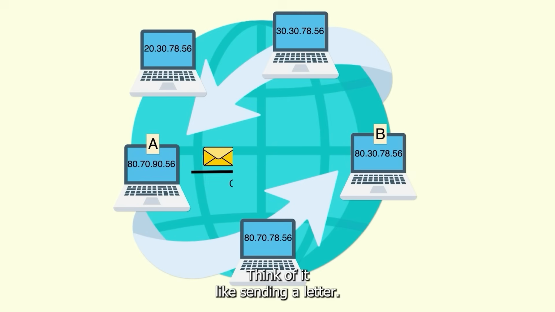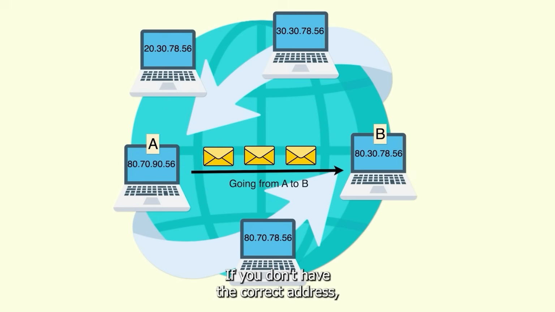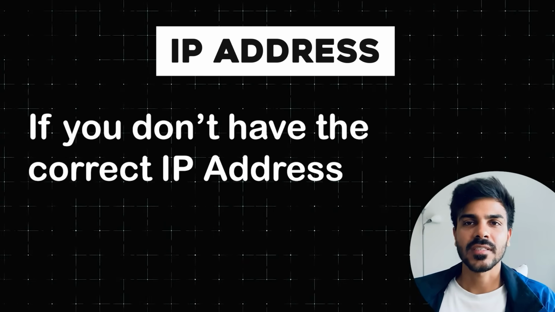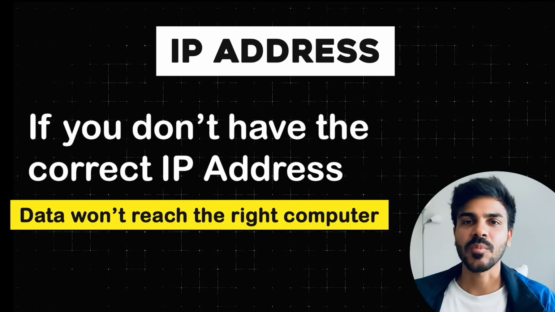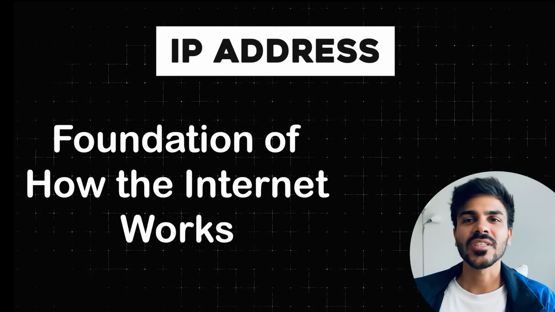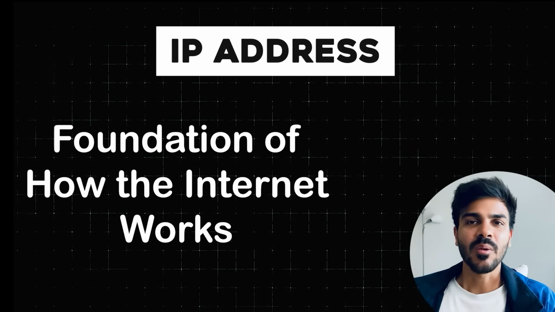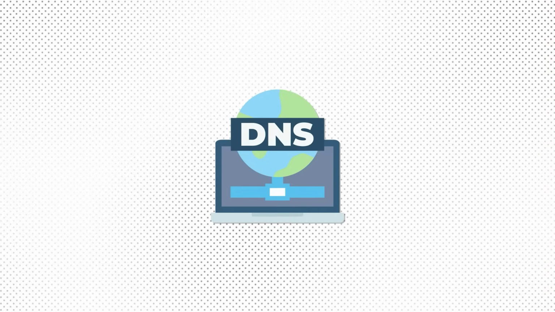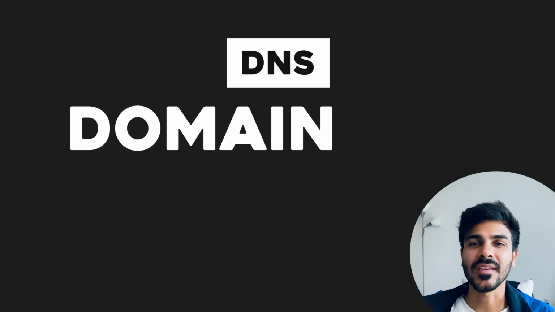Think of it like sending a letter. If you don't have the correct address, the letter won't reach the person you're trying to contact. Similarly, if you don't have the correct IP address, the data won't reach the right computer. IP addresses are the foundation of how the internet works, making sure billions of devices can communicate with each other without getting lost. DNS, or domain name system.